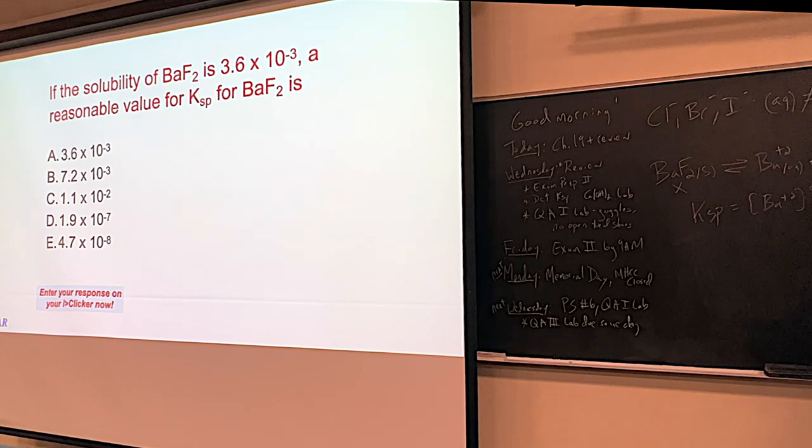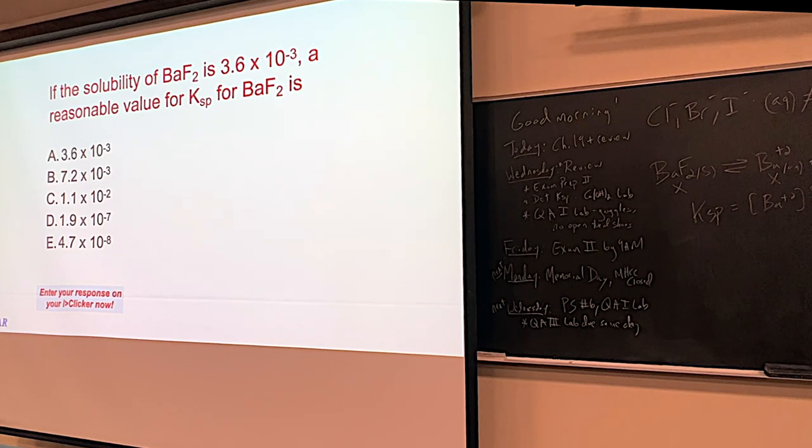Now, to figure out what Ksp is, you can look at the ions that pop out. For example, barium fluoride will create 1 mole of barium and 2 moles of fluoride. Or if we had X moles of barium fluoride breaking up, you'd have X moles of barium 2 plus, and you'd have 2X for fluoride, because there are 2 F minuses for every barium 2 plus.